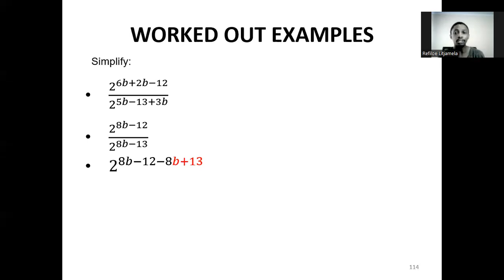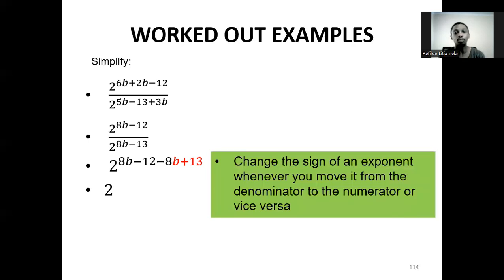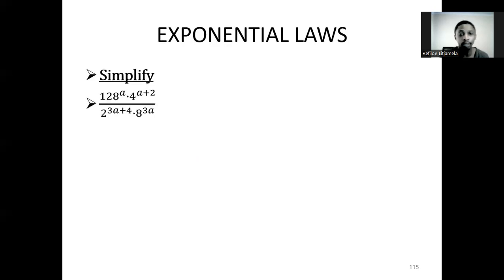And then you will just have to take note of like terms. 8b minus 8b will give me 0. Minus 12 plus 13, however, will simply give me 1. Okay, change the sign of an exponent whenever you move it from the denominator to the numerator or vice versa. Just remember that. So in simplified form, that will be my solution. Try this one out quickly.